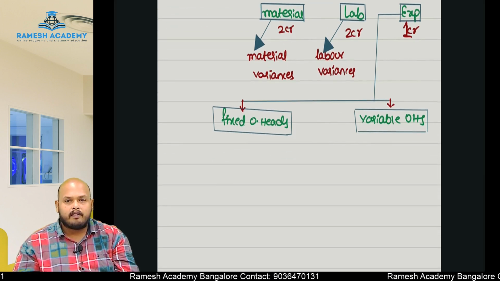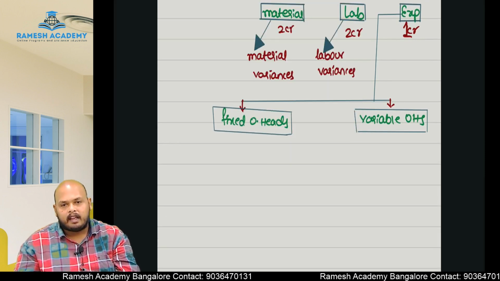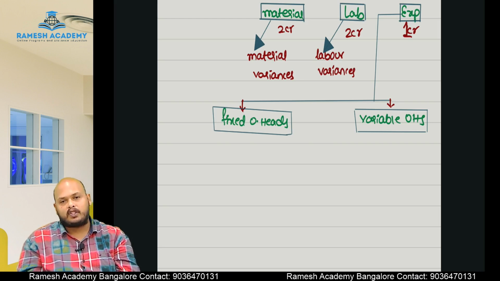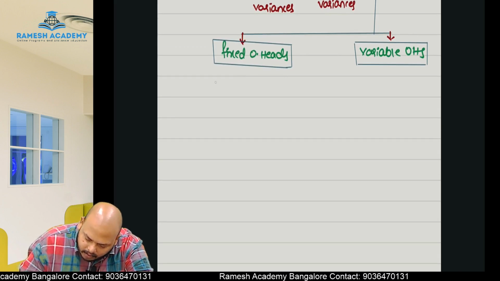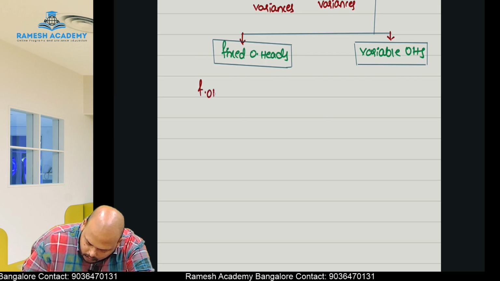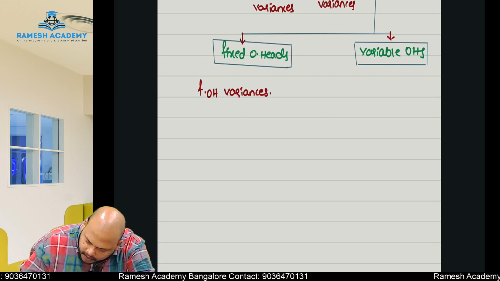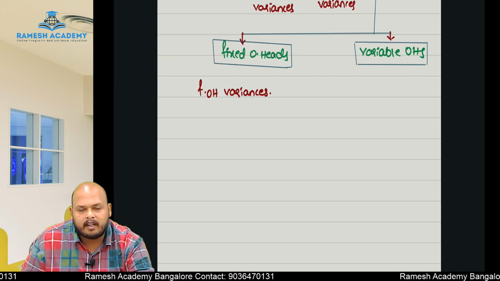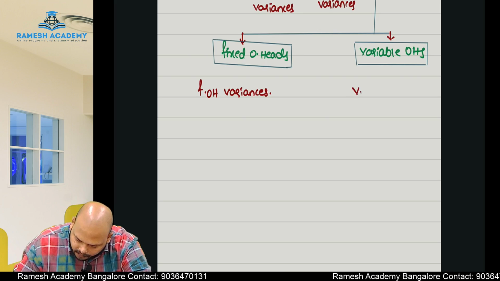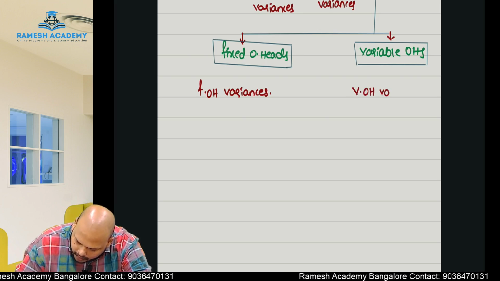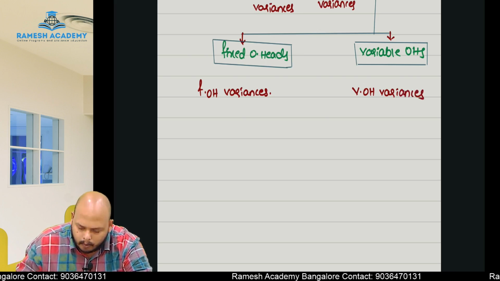Here the variance which we will calculate for the difference between actual fixed overheads and budgeted fixed overheads is called fixed overhead variances. That is called which variances? Fixed overhead variances. When we compare the standard variable overheads and actual variable overheads, that is called variable overhead variances.